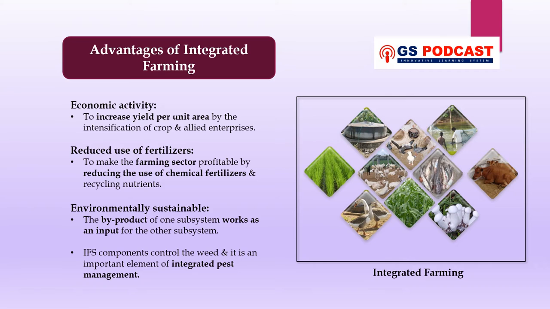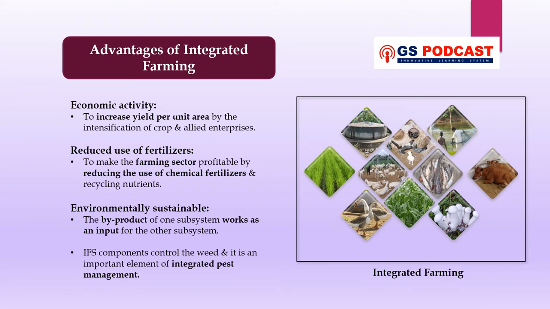Now let's discuss the overall advantages of integrated farming system. So first one is economic activity. It provides an opportunity to increase economic yield per unit area by intensification of crop and allied enterprises, especially for the small and marginal farmers. And due to interaction of these enterprises, integrated farming system provides flow of money round the year among the farming community.